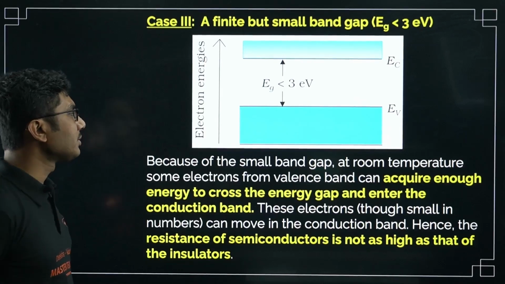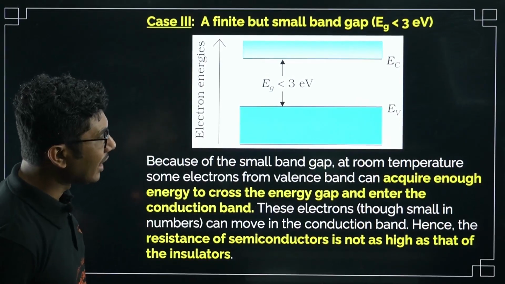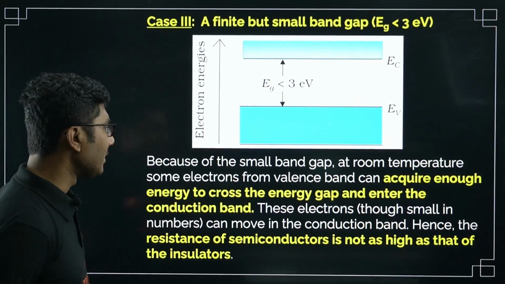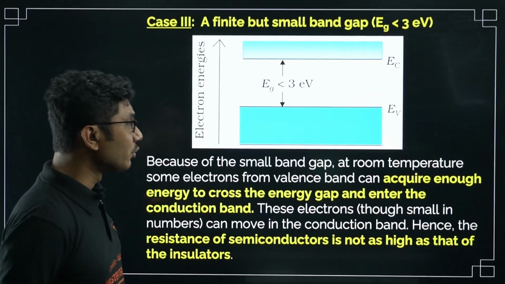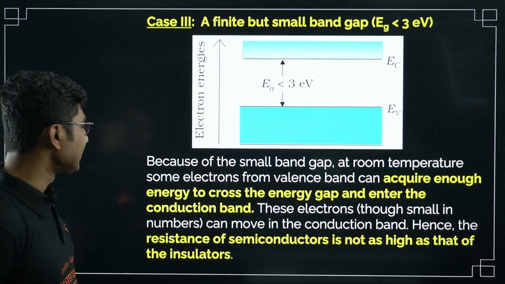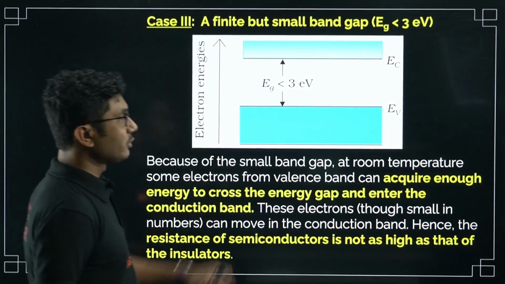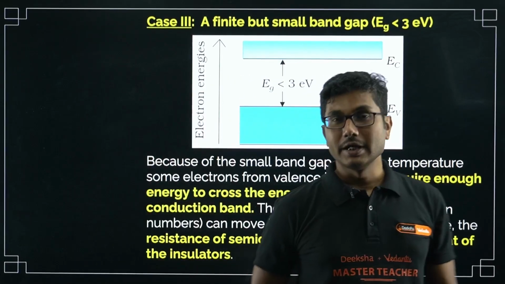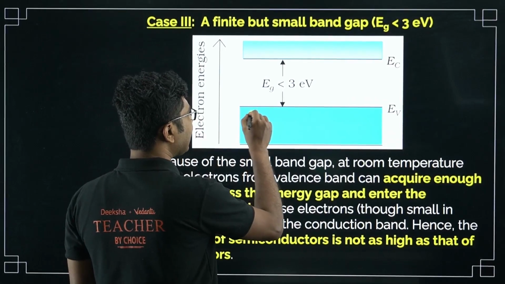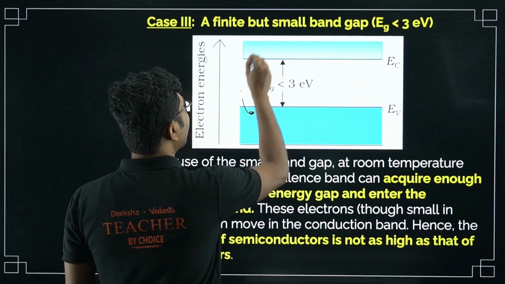Because of the small band gap, at room temperature some electrons from the valence band can acquire enough energy to cross the band gap and enter the conduction band. These electrons, though small in number, can move in the conduction band. Hence, the resistance of semiconductors is not as high as that of insulators. So, as you can see, this is the case of semiconductors. When some electrons get sufficient energy, they can escape the valence band and move to the conduction band.